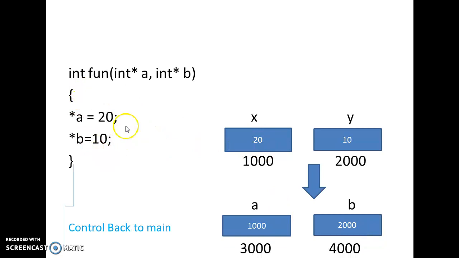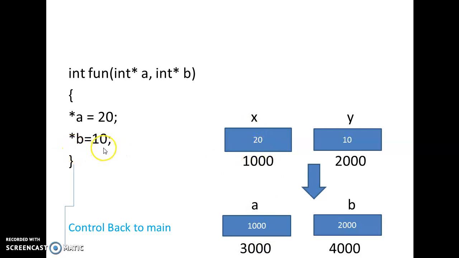In this function, if we write *a is equal to 20 and *b is equal to 10, the changes are made in the original memory locations, that is x and y. So *a means value at address a. a holds 1000, so the value at 1000 is 20.